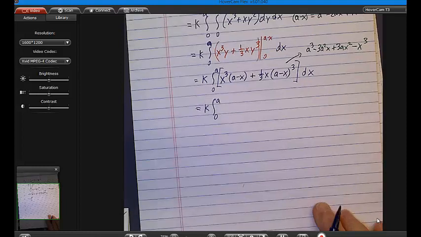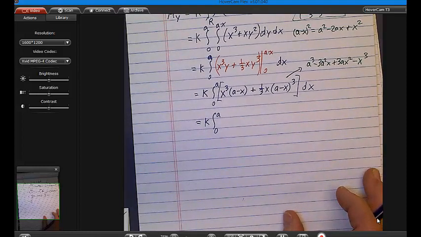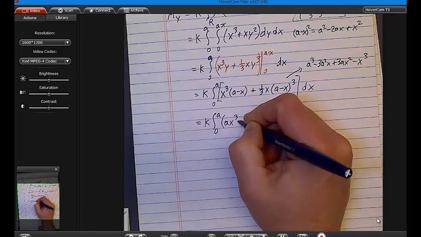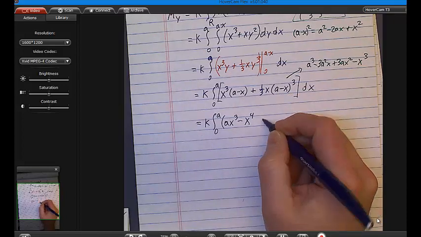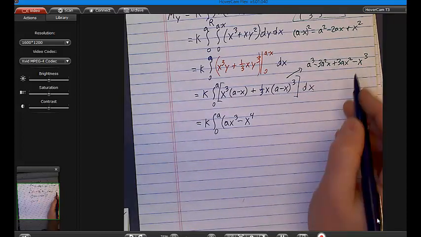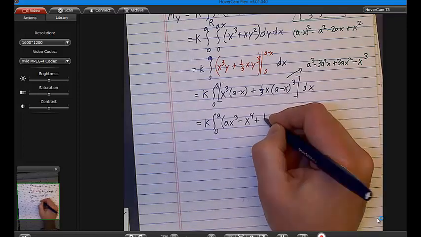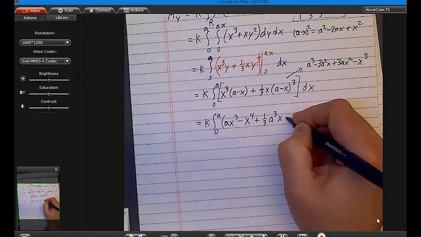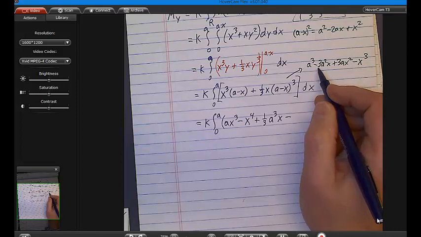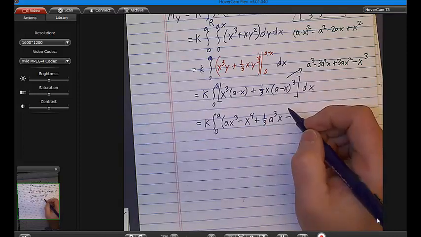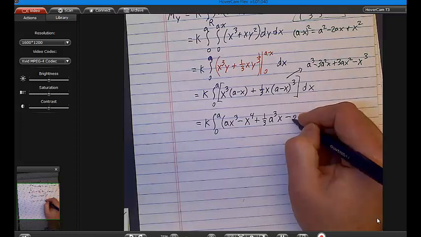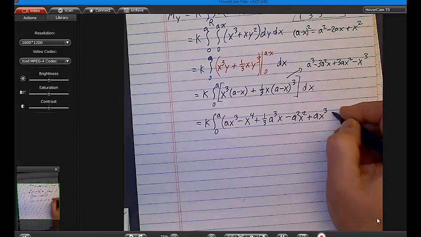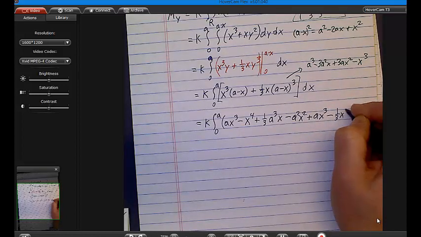All right, so let's see what's going on here. We have ax cubed minus x to the 4th. And then it's basically 1/3 x times all this stuff. So plus 1/3 a cubed x minus, see, look at that. This was made for this. The 3's cancel. Minus a squared x squared plus ax cubed minus 1/3 x to the 4th dx.